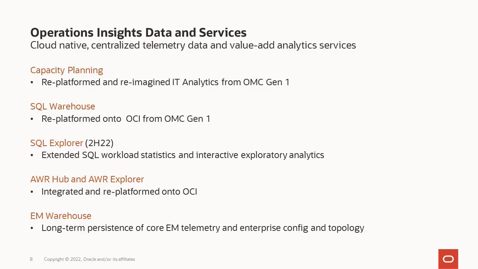AWR is an inbuilt repository of Oracle performance observability telemetry. It's a historical record of very detailed performance information that's been living inside Oracle databases since version 10, circa 2004 or so. It's very well known among expert Oracle DBAs, of which hopefully there's some future on the call, as well as present. And EM Warehouse, similarly, the EM is Enterprise Manager.